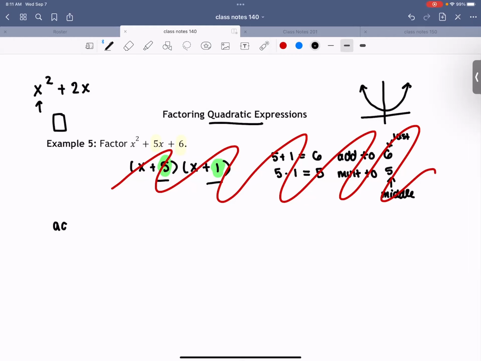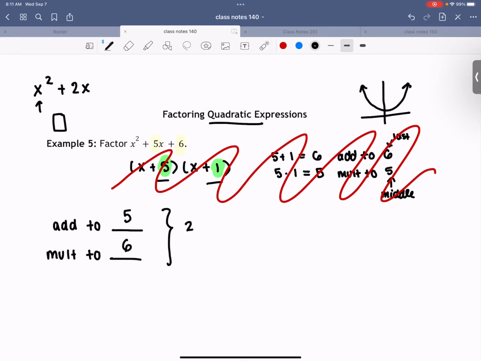We want things to add to something and we want to multiply to give something. Okay. We want things to add to the middle term. So we actually want things to add to 5. And then we want to multiply to give the last term, 6. I'm very sorry about that. I was not paying attention. I was just going with the flow here. Okay, what two numbers add to 5 and multiply to 6?